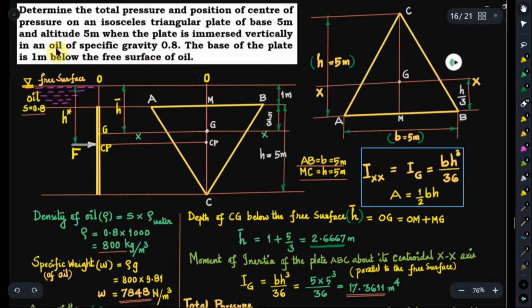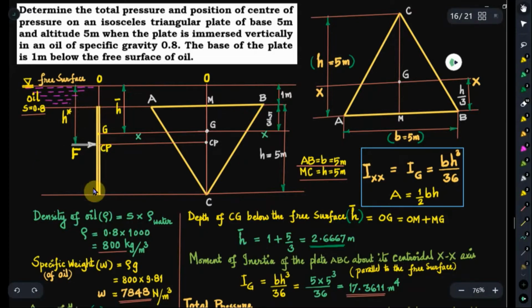See, from the given information, the base of the plate is 1 meter below the free surface of the oil. See, the altitude here is 5 meters. So the base is 1 meter below the free surface. So that means this is the only possibility. We have to hold this lamina vertical. See, this is the orientation. We will consider the oil on one side of the plate.